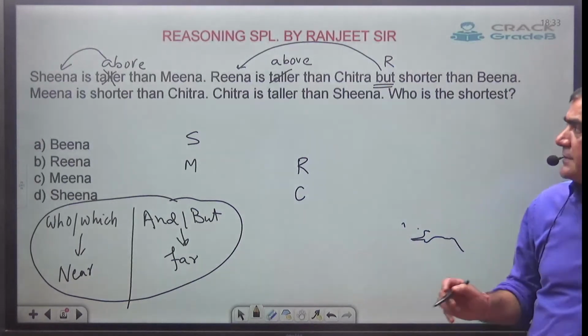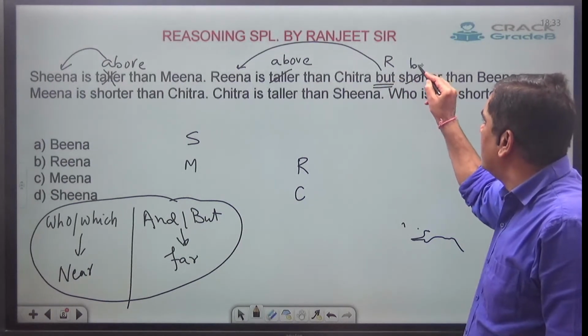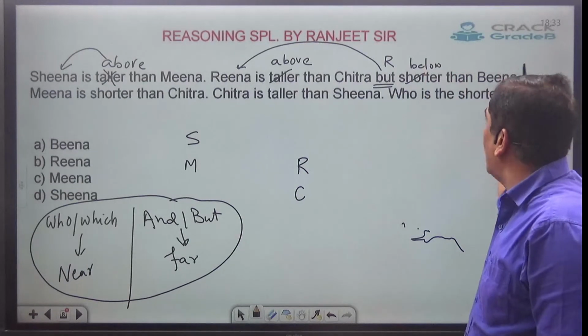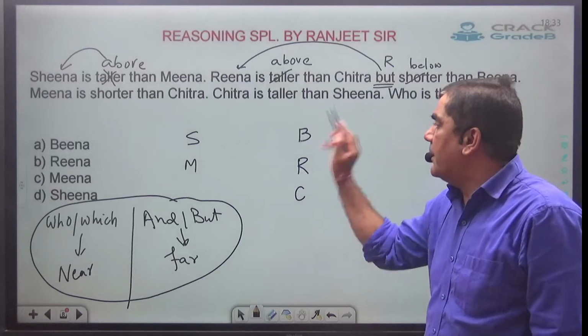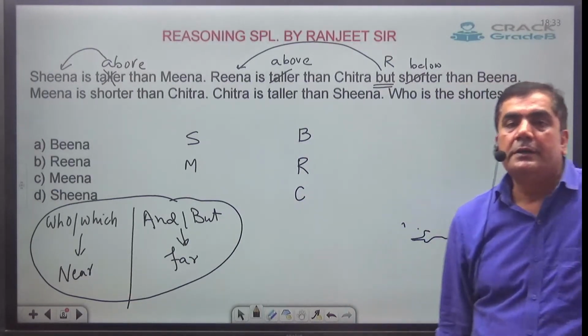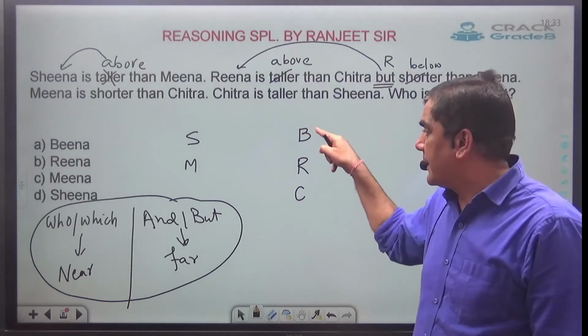So now here what will I say? I will say Reena. But stands for Reena. Reena is shorter, means below. So I will say Reena will be below Beena. So if Reena is below, what does that mean? Beena will be above. Clear? If Reena is below, then Beena must be above. So Beena comes over here.